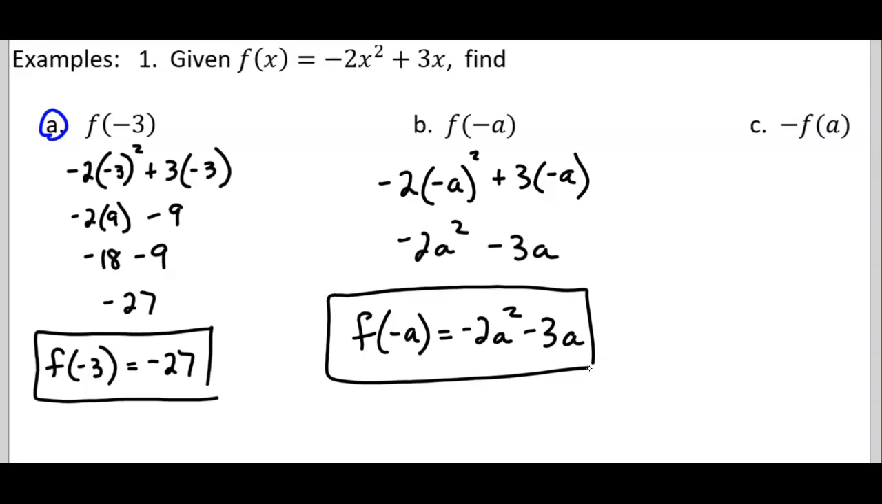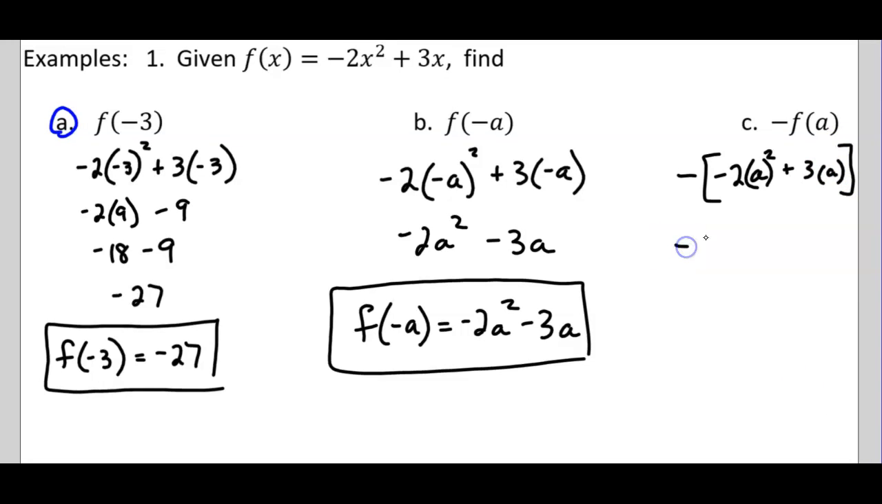Okay, so part C, it's saying the opposite of f of a. So the opposite of, and now we have to take and evaluate the function at a. So it's going to be -2a squared plus, and really I could put that in parentheses because it might not be just a, it could be something else. But it would look something like that.